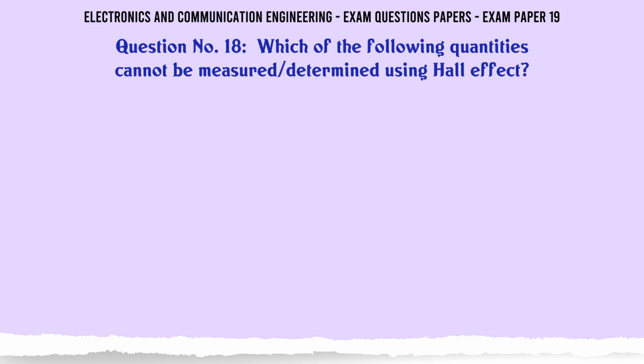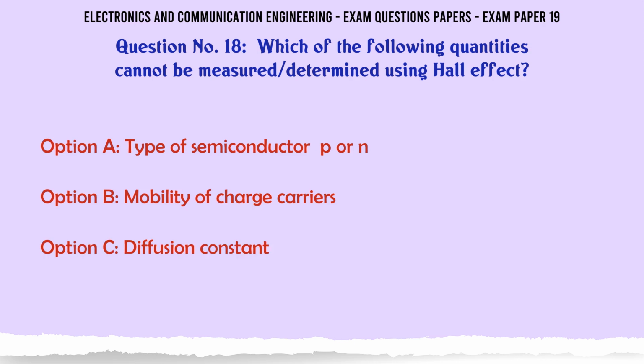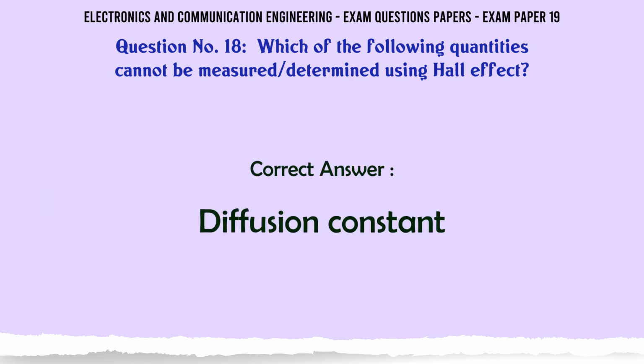Which of the following quantities cannot be determined using Hall effect? A. Type of semiconductor, P or N. B. Mobility of charge carriers. C. Diffusion constant. D. Carrier concentration. The correct answer is diffusion constant.